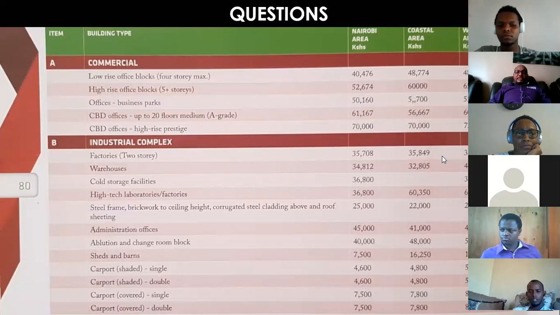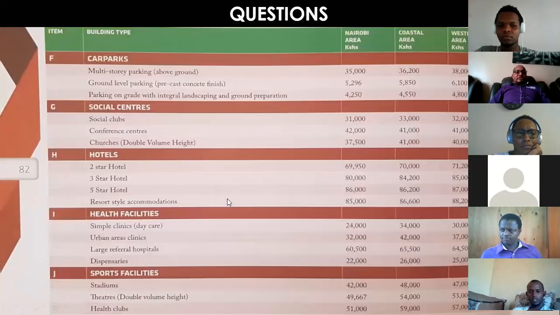So it also gives for industrial complexes, factories, warehouses. It also gives for social centers, and for hotels, depending on the star rating. So if you're building a two-star hotel, you're looking at a cost of about 69,000 per square meter. And that is to fully construct and equip with all the adequate fittings for it to operate as a hotel. If you're looking at a resort, you're looking at 85,000 per square meter.